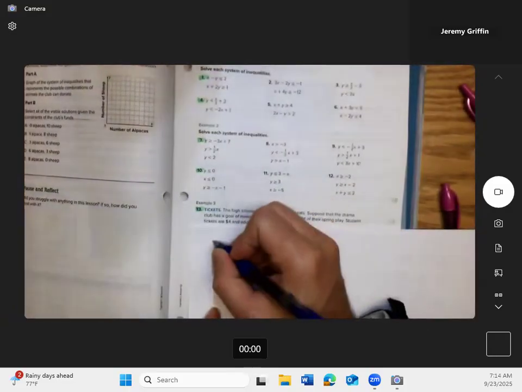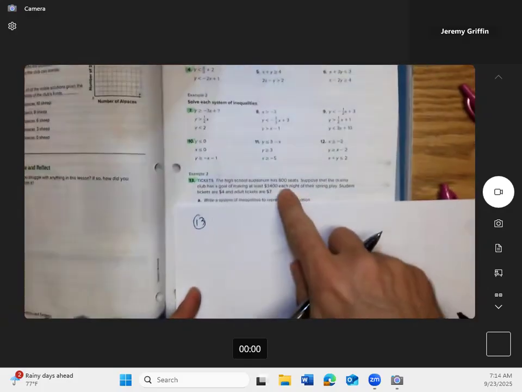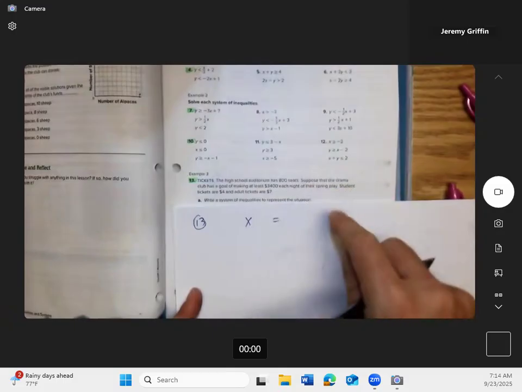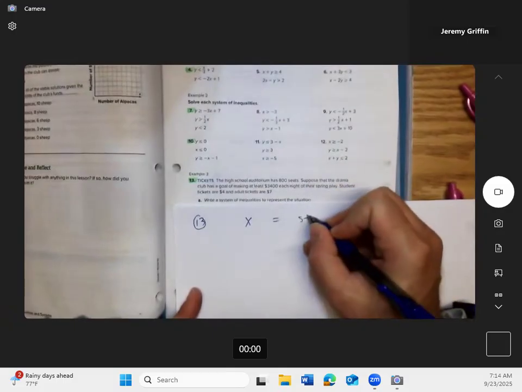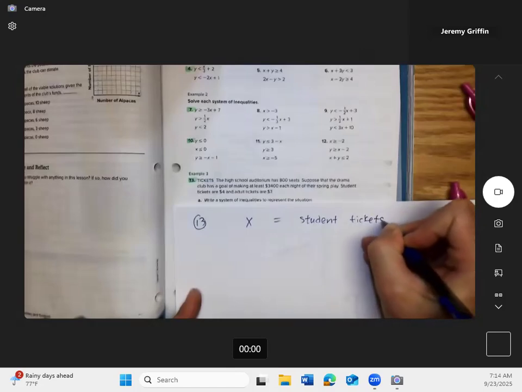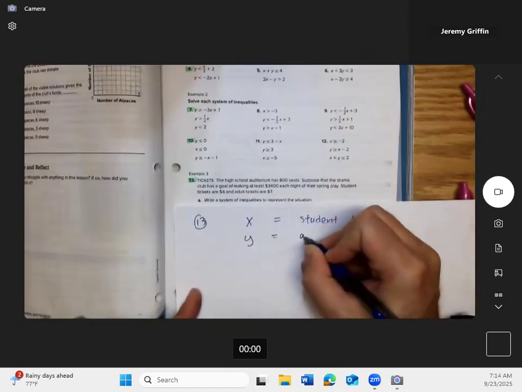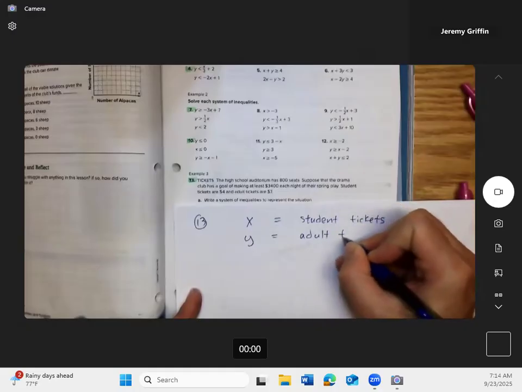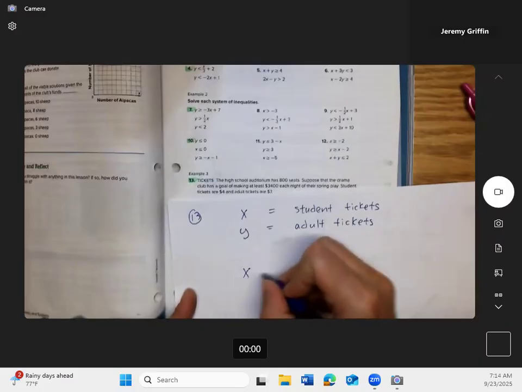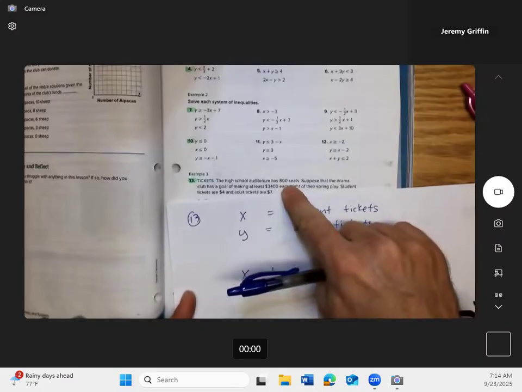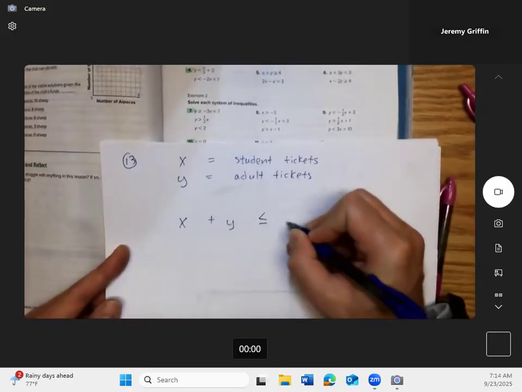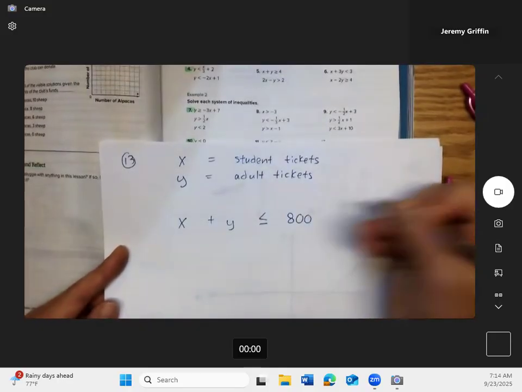So 13 tickets. Right, so 800, so let's call it the XY system. So let's call X equal to student tickets, and I'll define Y as adult tickets. Now if I add X plus Y, see, they only have 800 seats. So this could be equal to 800. It could also be fewer than 800. So I'll say less than or equal to 800. And so we have one inequality.